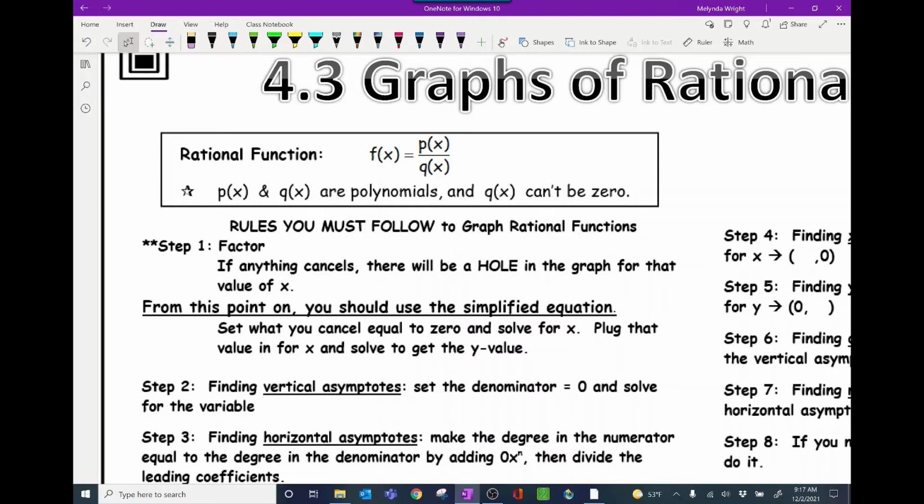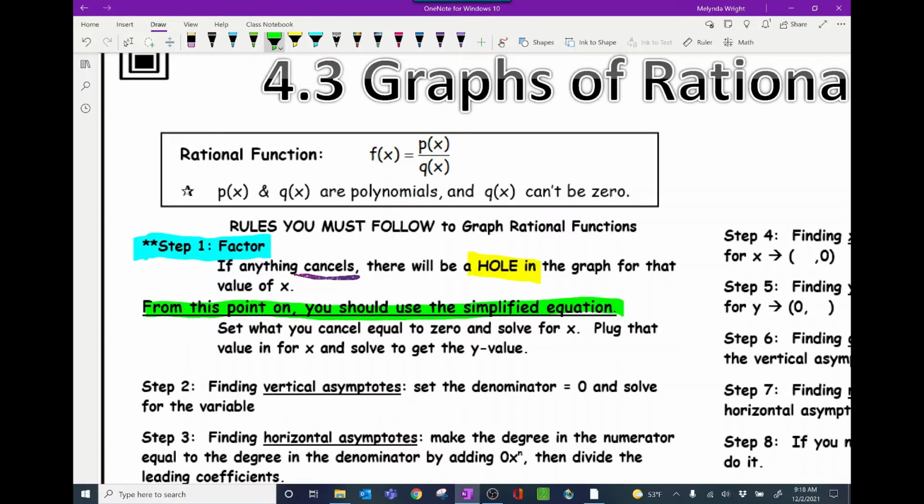It's a fraction made up of polynomials. There's a polynomial in the numerator, polynomial in the denominator. So these are the things that we need to do as we work through graphing. The very first thing is to factor and simplify. If we have a factor that cancels out, then there's going to be a hole in the graph. Okay, and we have an example of that. And then from this point on, this is really critical, you should use the simplified equation. Do not ever go back to the original.